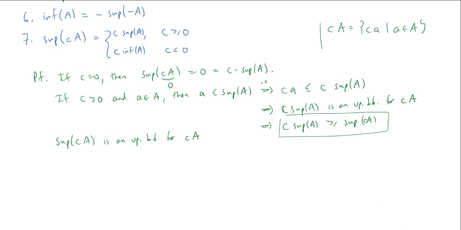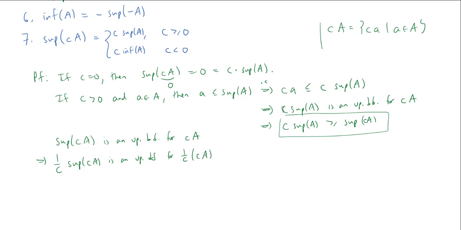Okay, now C is positive, and so if I divide everything I see by C, so I take the supremum of CA and divide it by C, and the CA here and divide it by C, I'm not going to change the inequality, right? I would have sup of CA is greater than or equal to everything in the set CA, so dividing by C doesn't change the direction of that inequality. So this implies that 1 over C times the supremum of CA is an upper bound for 1 over C times CA.